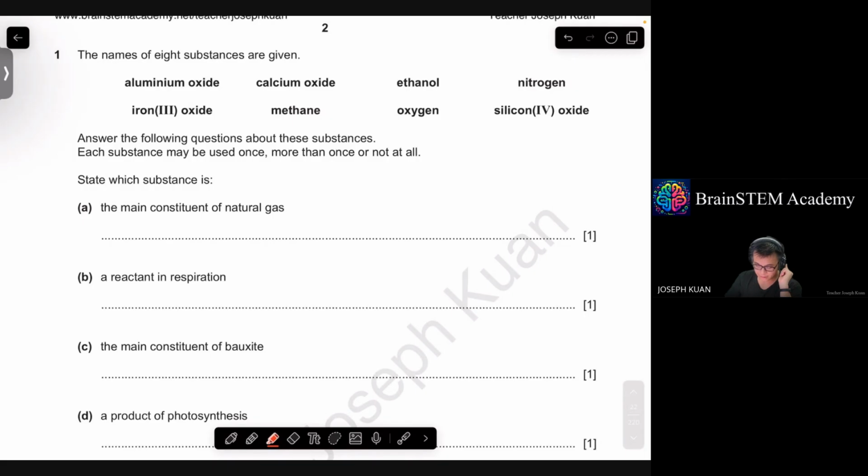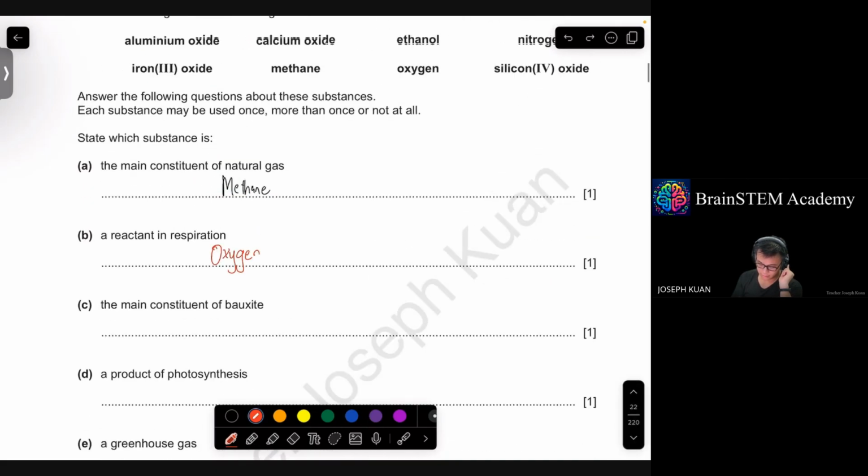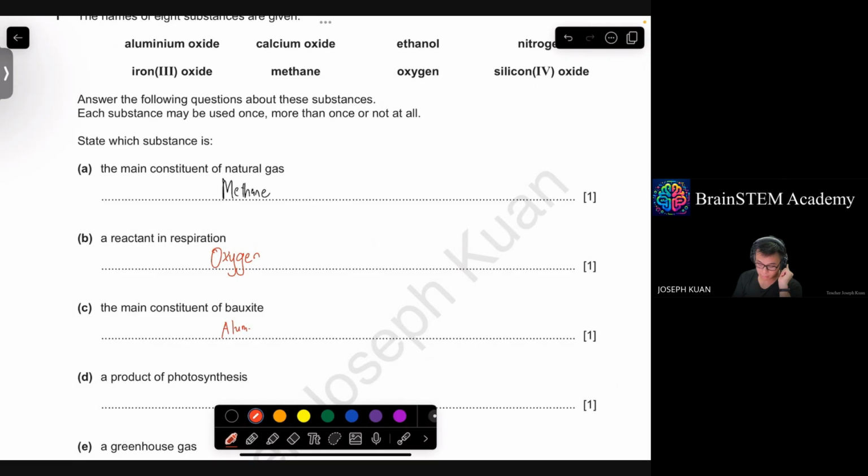State which substance is the main constituent of natural gas. That will actually be methane. B, a reactant in respiration, so cells actually respire oxygen. C, the main constituent of bauxite. Bauxite contains aluminium oxide. Let me just write down the name of it, aluminium oxide.